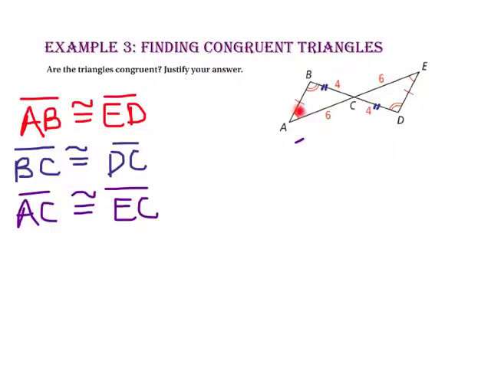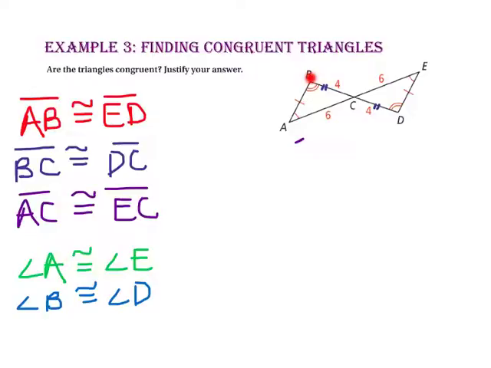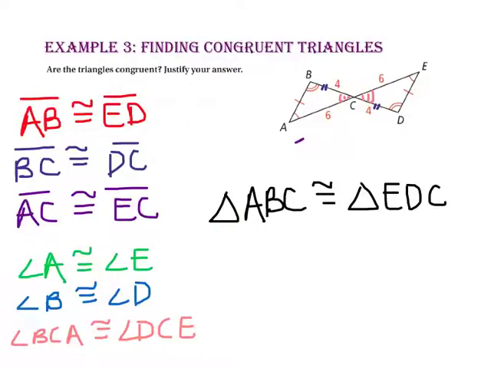These arcs show that angle A and angle E are congruent. These double arcs show that angle B and angle D are congruent. And because angle BCA and DCE are vertical angles, we know that they are congruent. Since all 3 pairs of corresponding sides are congruent, and all 3 pairs of corresponding angles are congruent, our 2 triangles are congruent. So triangle ABC is congruent to triangle EDC.